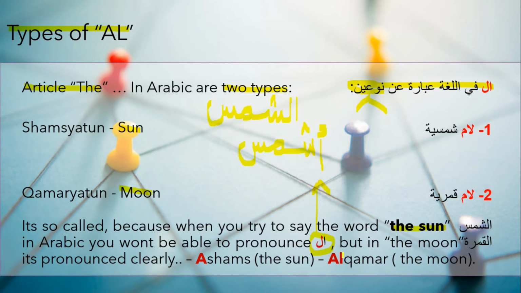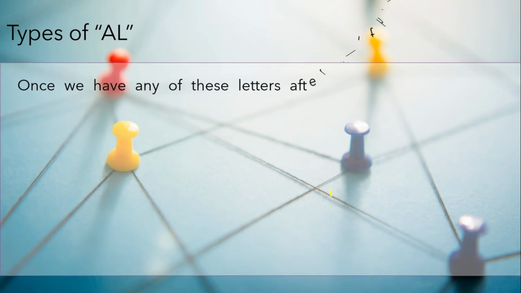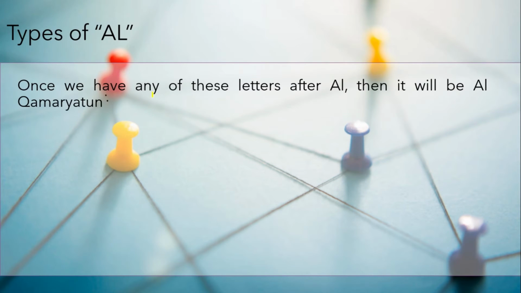However, for al-qamar, you write it exactly the same way we wrote ash-shams, and when we pronounce it, it will be al-qamar, exactly the same. Nothing changed. But did you think about why we use it this way, or what will help us differentiate between these two types of L? It's easy. Once we have any of these letters after L, then it will be al-qamariyyah. You can say qamariyyah or qamariyyatun if you are using the diacritical marks.